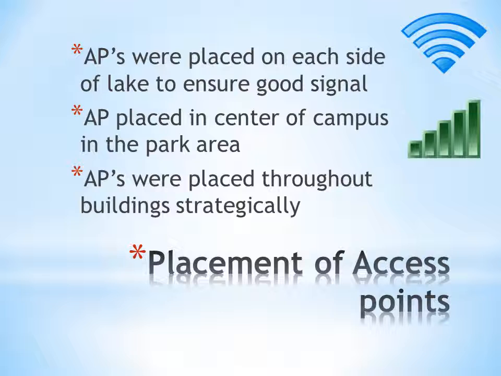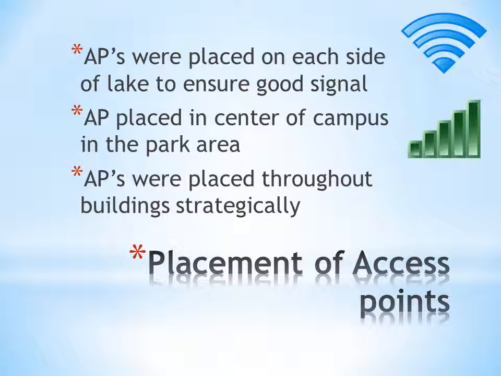So, like I said, we basically placed APs on each side of the lake to ensure good signal, because if you have an access point on one side, chances are the signal may diminish on the other side. So we place 2 access points on each side to account for the lake and ensure that there's good signal throughout. We also placed it in the center of the campus, outside in the park area, to ensure there's thorough signal outside. And like I previously discussed, there were APs that were placed throughout the building strategically.